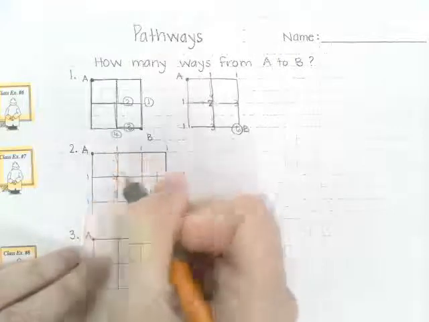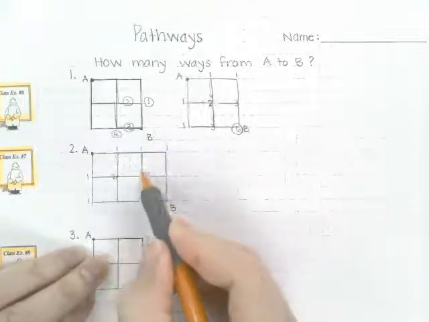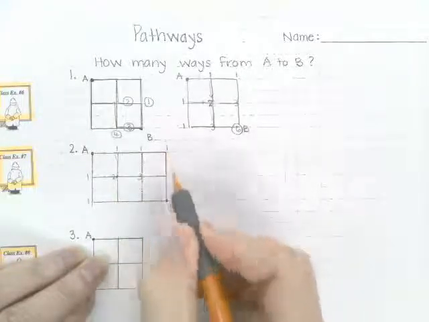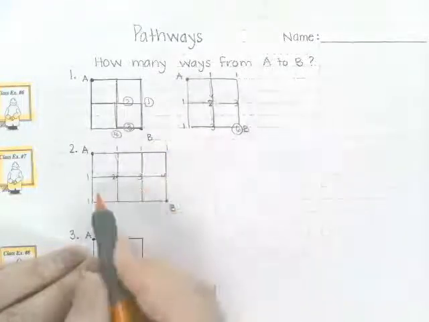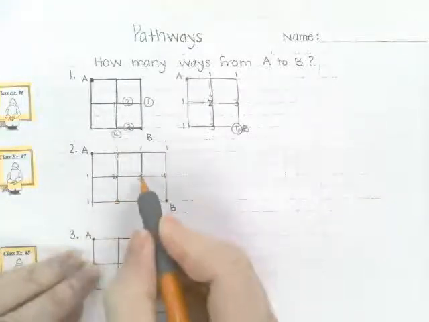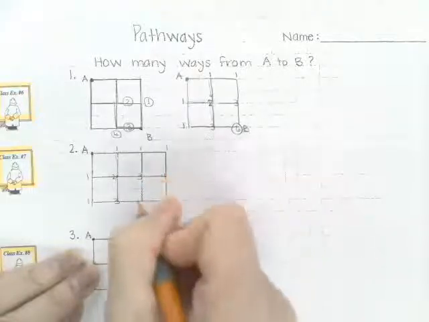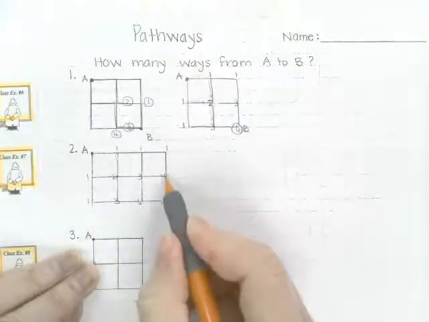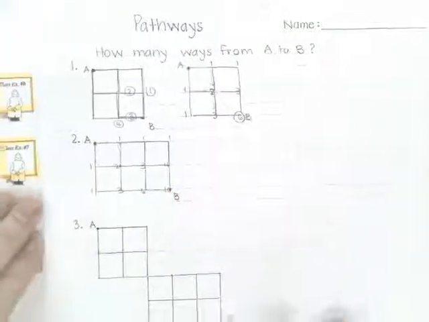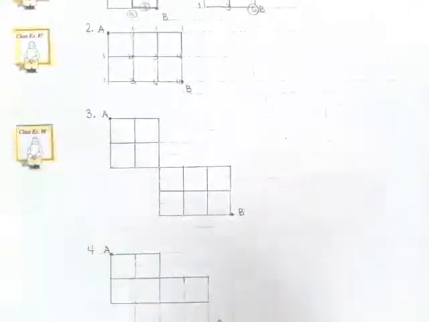So I've got 2, then 2 plus 1 is going to give me 3 here, 3 plus 1 is going to give me 4. Next row, 1 plus 2 gives me 3, 3 plus 3 is 6, and 6 plus 4 is 10. Okay, draw number 3, give it a try, and we'll see if we get the same answer.